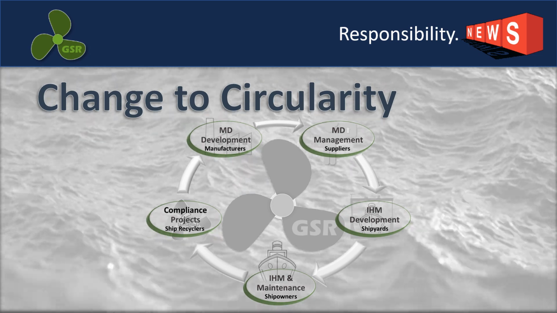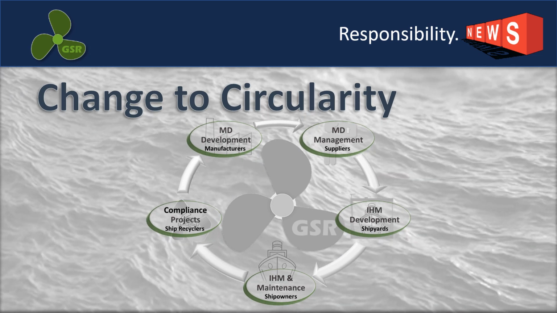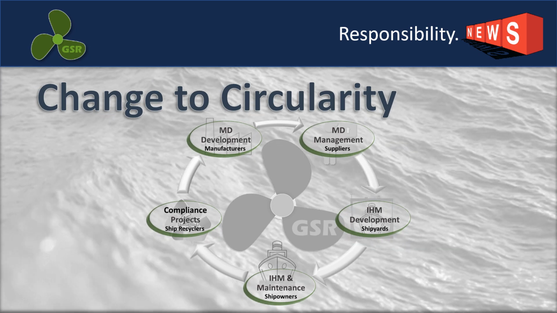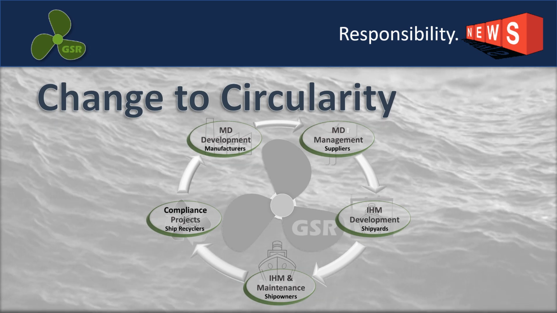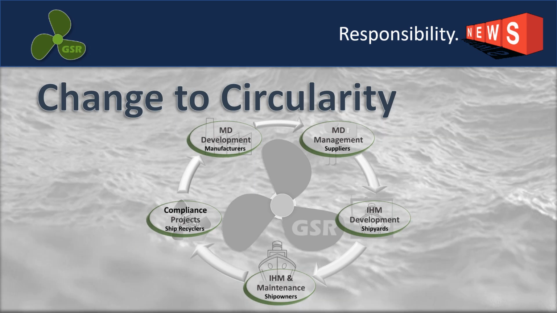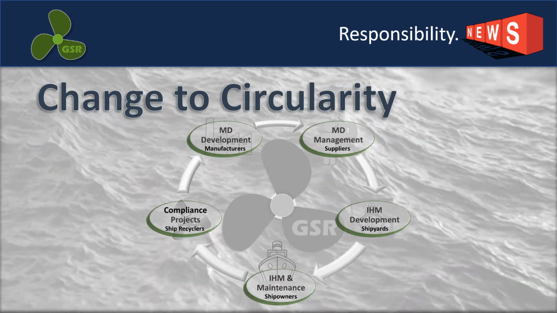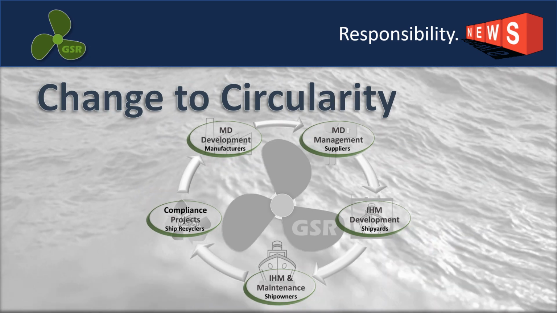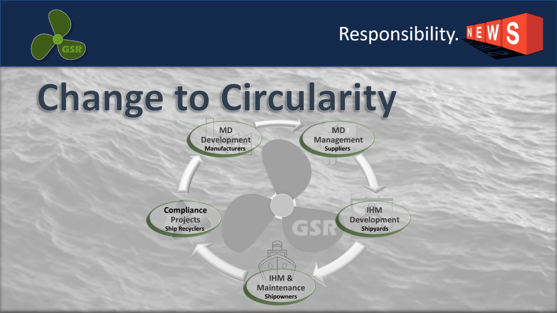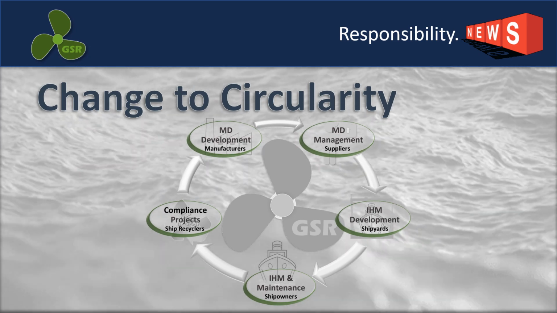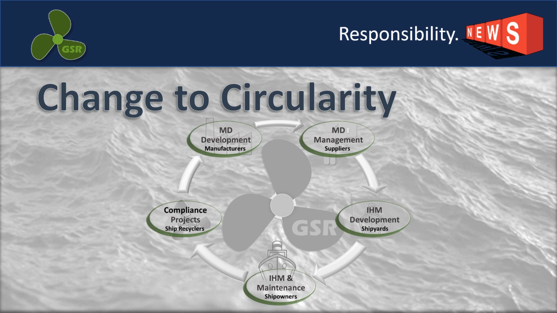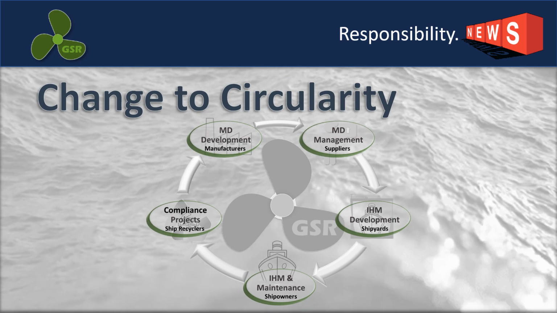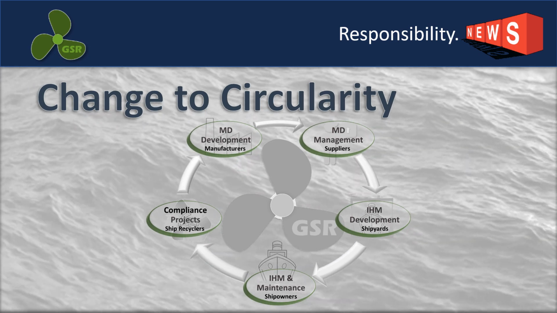So the change towards circularity means we have to use the IHM circle as it is shown here, from the manufacturer's point of view, who has to develop the material declaration, to the supplier, who has to do MD management by getting it from the manufacturer and delivering it to their customers. These can be shipyards for the IHM development. It can also be a ship owner for the IHM maintenance. And one day the ship will be delivered together with the IHM to the ship recycler, who of course has to be compliant with the Hong Kong Convention.